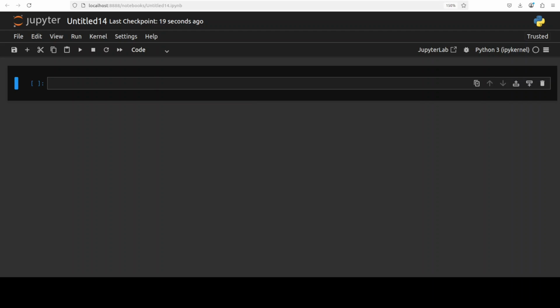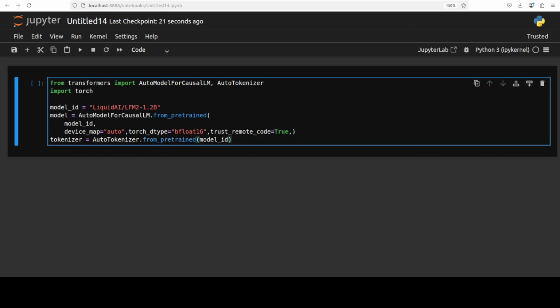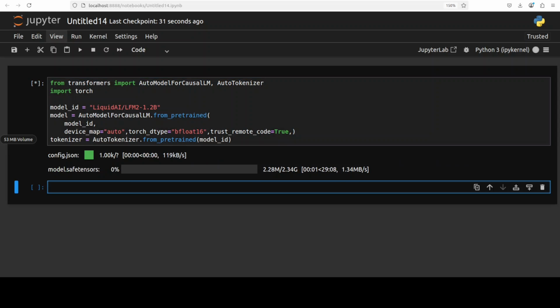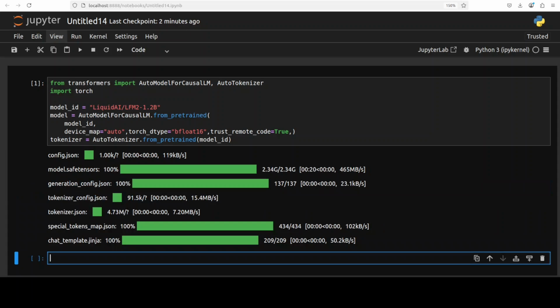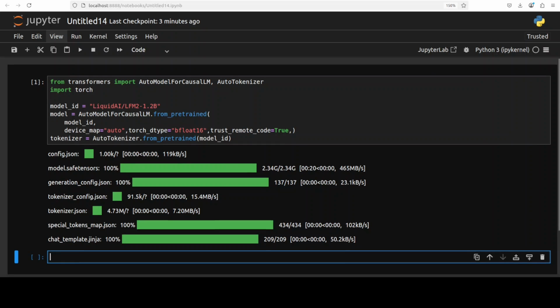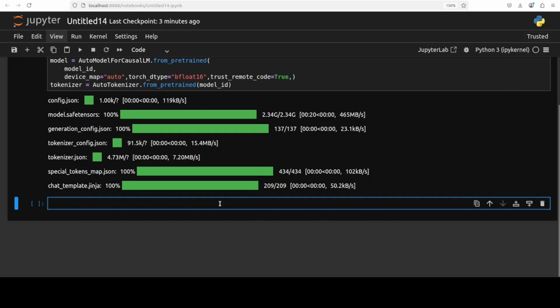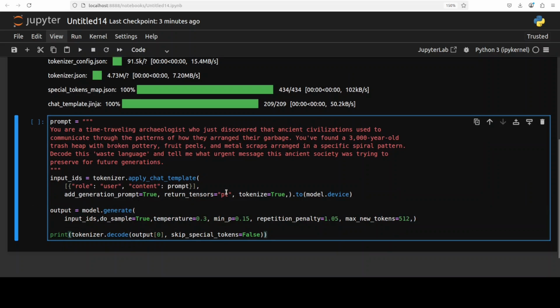Our Jupyter notebook is launched. Let's now first download this model. And it's a small enough model, just over 2 gig. And the model is now downloaded. Now we are going to test this model out. And for that, I'm going to use first this prompt.